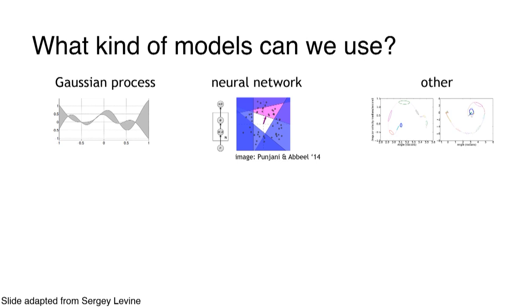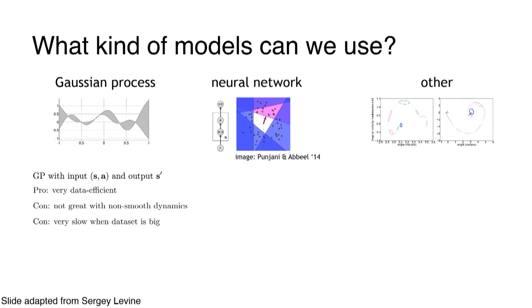One of the benefits of Gaussian processes is that they can be extremely data efficient. They're not great with non-smooth dynamics. They can actually model the uncertainty of the future, which is something that can be quite challenging to do with neural networks. And another con is that when the data set is big, they're extremely slow. So they suffer from the curse of dimensionality in that they don't scale well to large amounts of data.